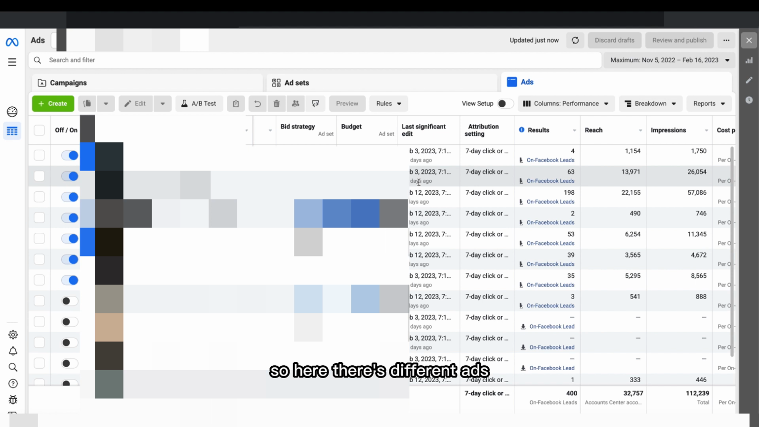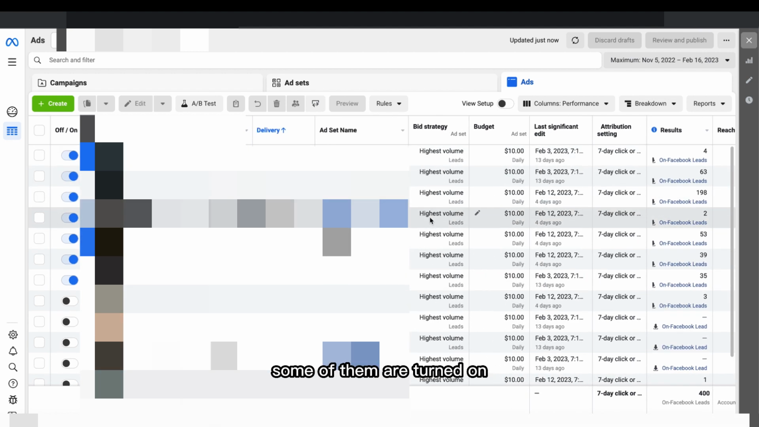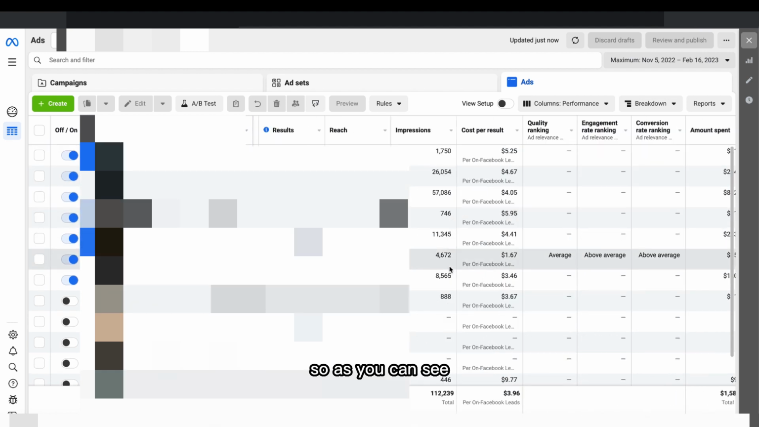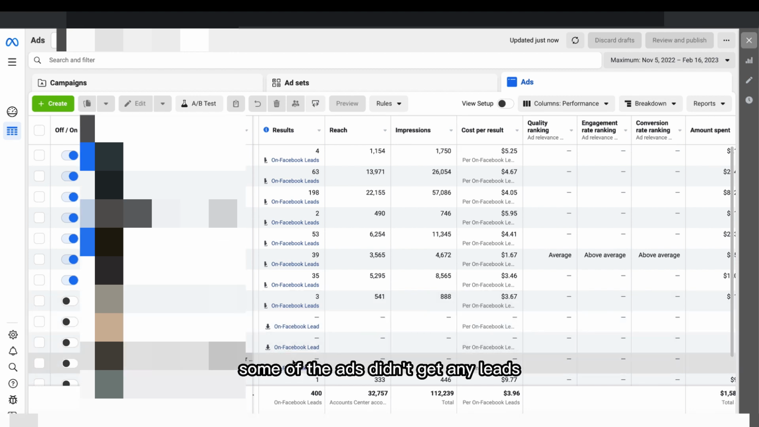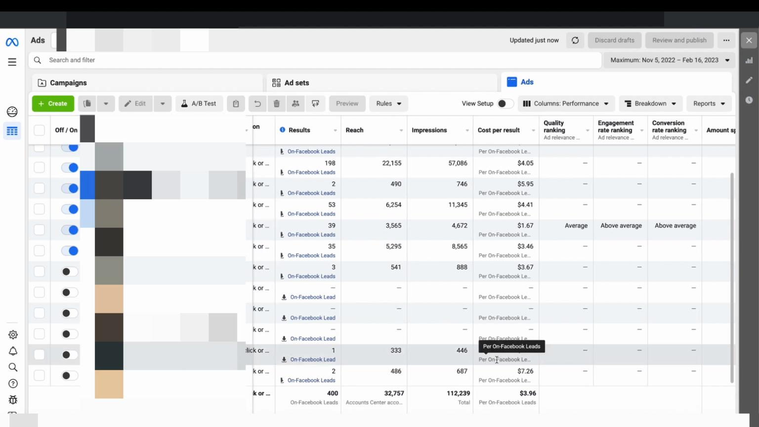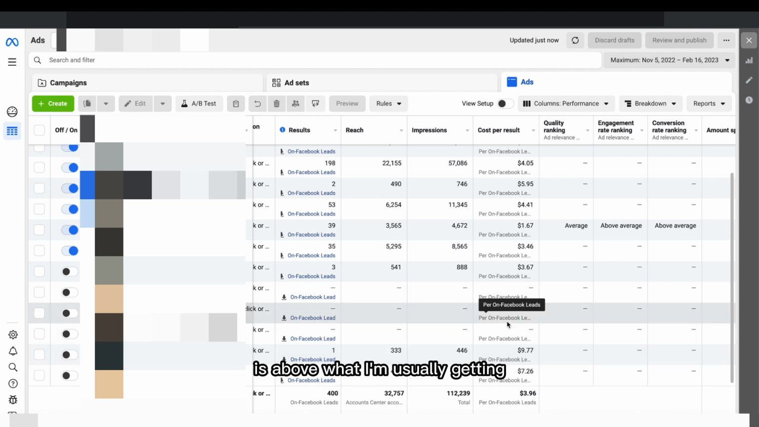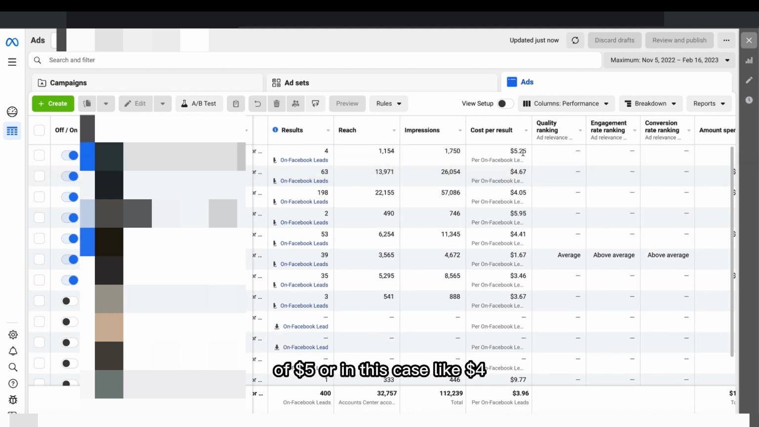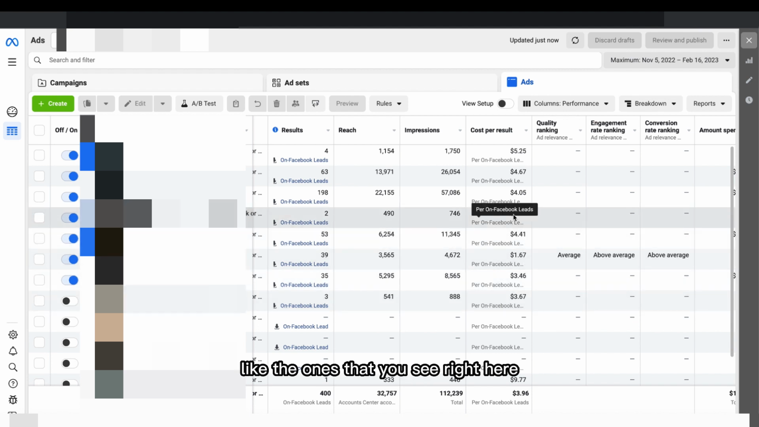So here, there's different ads. Some of them are turned on, some of them are turned off. So as you can see, some of the ads didn't get any leads, or had a cost per result that was kind of high, and are turned off. So this one, 977 or 726, is above what I'm usually getting of $5. Or in this case, like $4, so I turned them off. And ads that are working, like the ones that you see right here, are turned on.